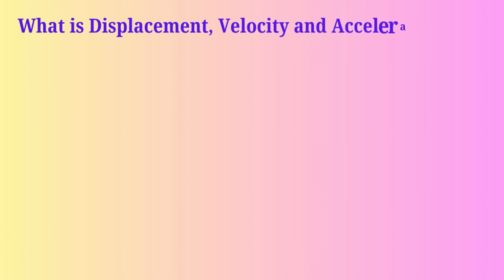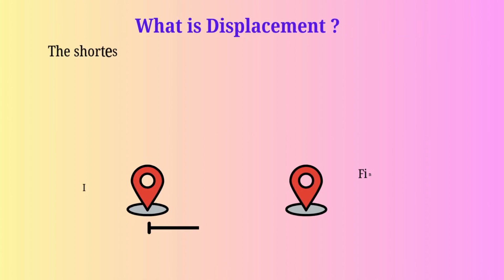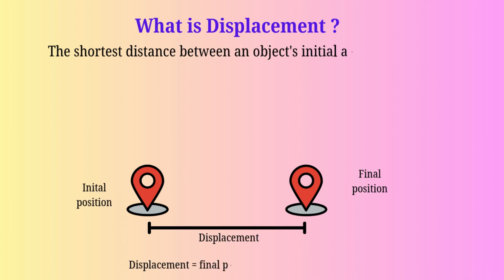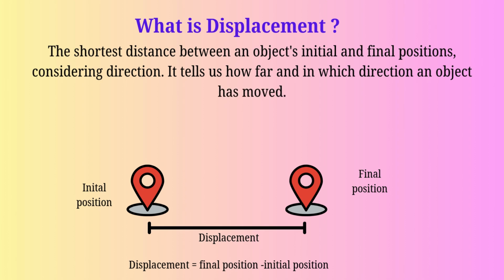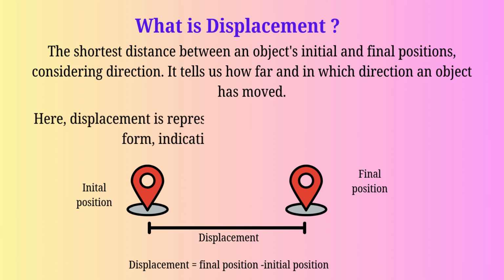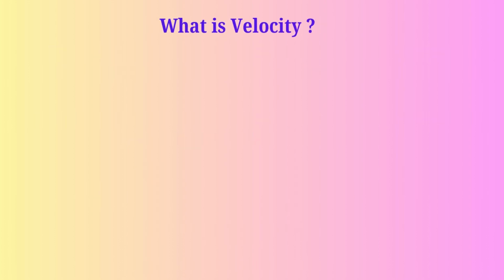Let's understand some key terms, such as displacement, velocity, and acceleration. Now, what is displacement? The displacement is the shortest distance between an object's initial and final positions, considering direction. It tells us how far and in which direction an object has moved. Here, displacement is represented by s in scalar form or s vector in vector form, which indicates that it is a vector quantity.